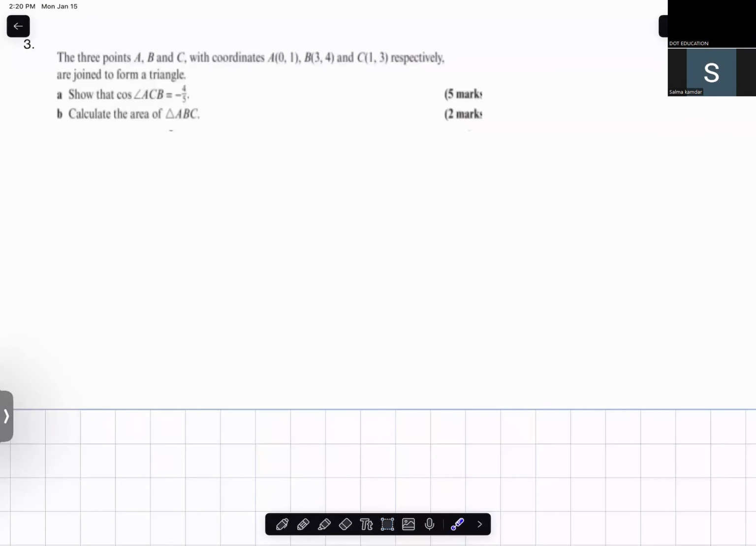We have 3 points, A, B, and C. We coordinate A as 0 and 1, and coordinate B as 3 and 4, and coordinate C as 1 and 3. So they are joined together to form a triangle. The question is to calculate the area of triangle ABC for the 3 given points. So I'm going to sketch my triangle ABC.